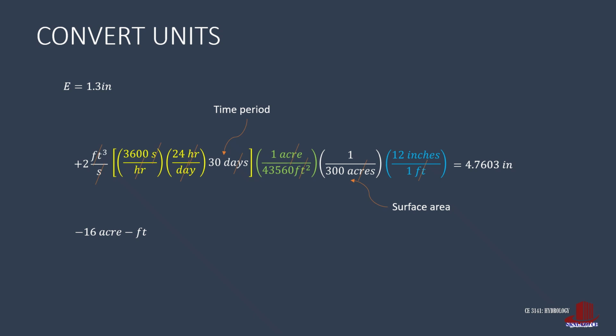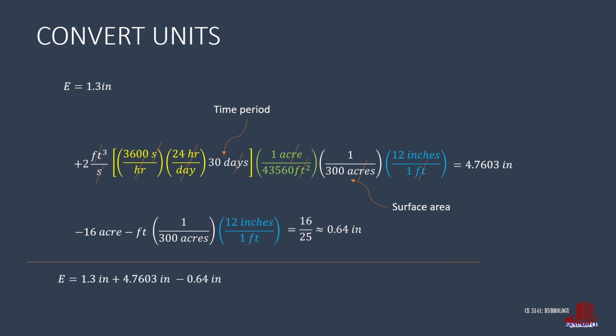4.7603 inches. The last parameter is the change of storage, which is 16 acre-feet. Take out acres by dividing the surface area, which leaves us with feet. Then multiply the conversion of 12 inches is to 1 foot, cancelling out feet and leaving only inches. The third term is converted into 16/25 or 0.64 inches.